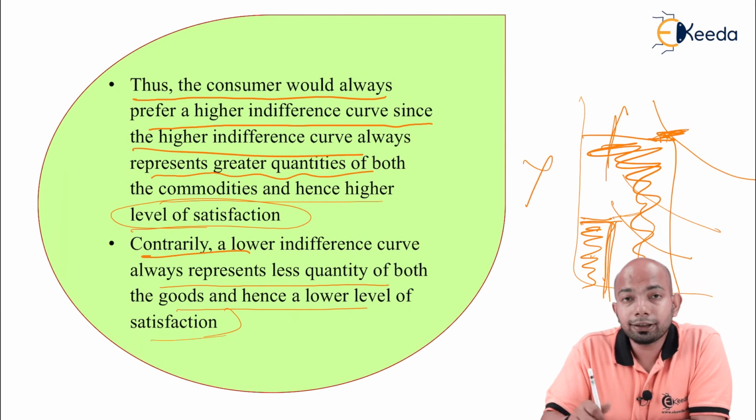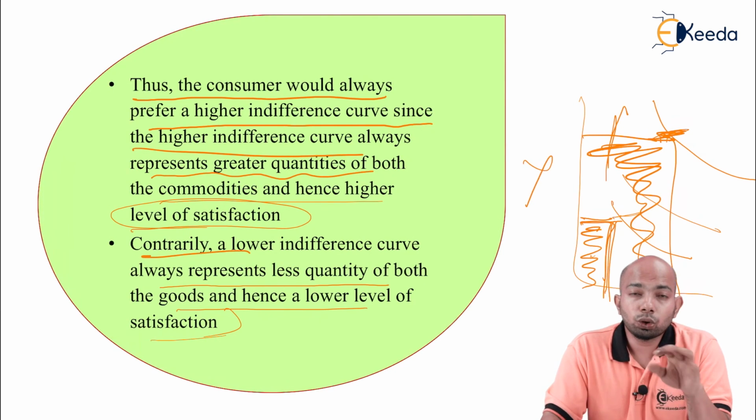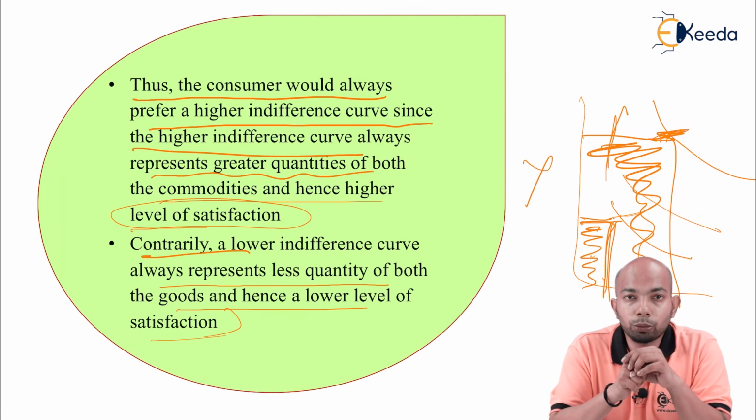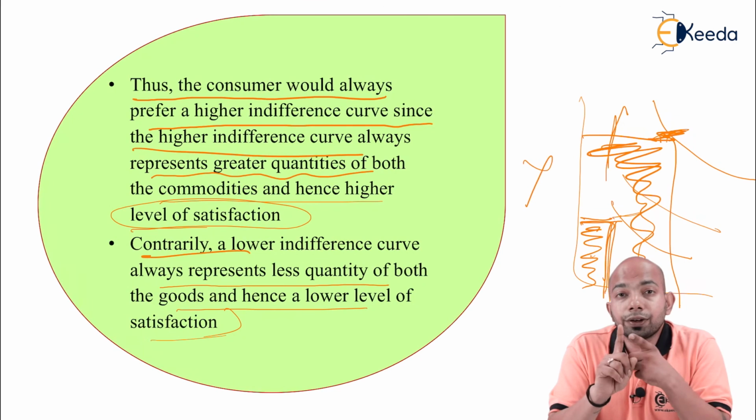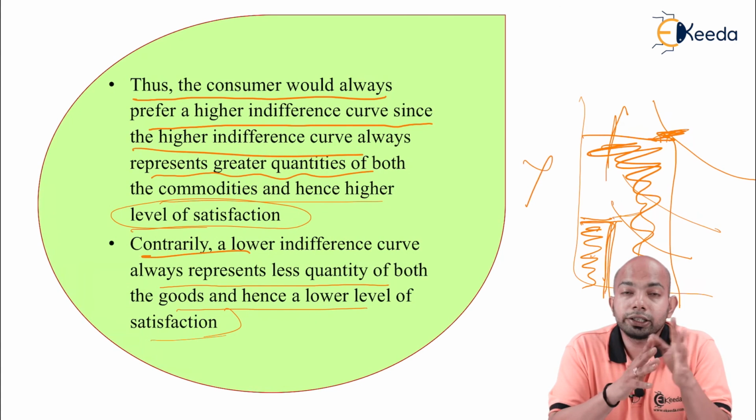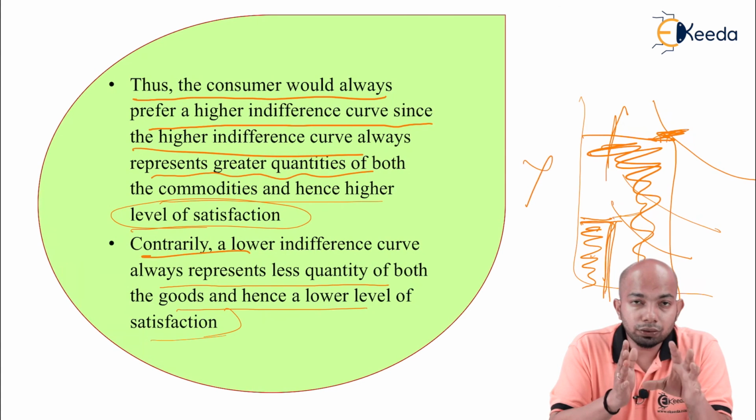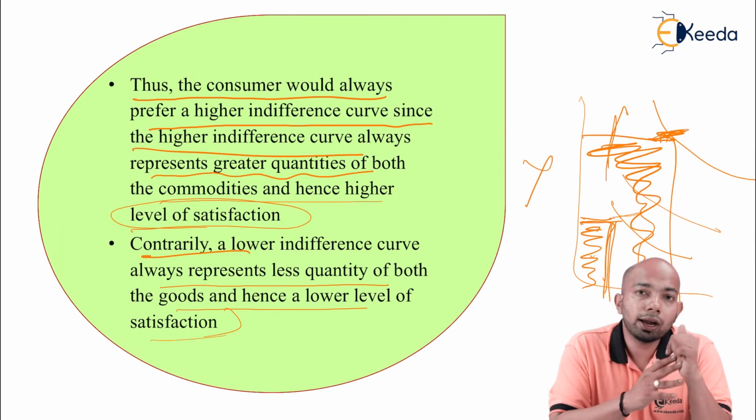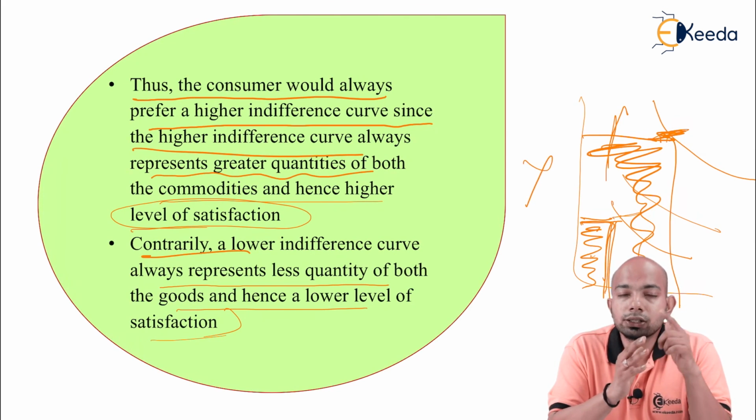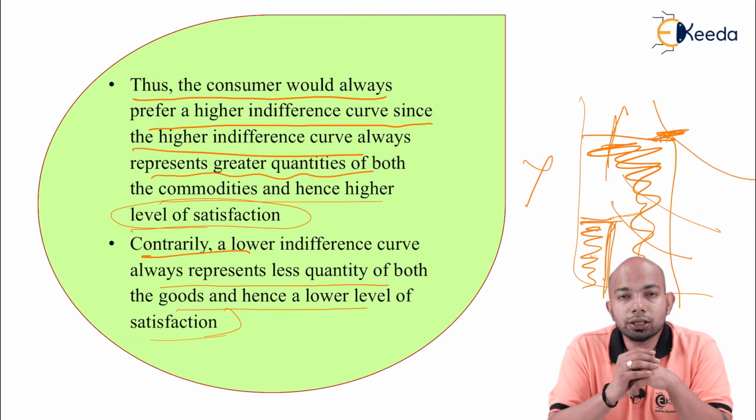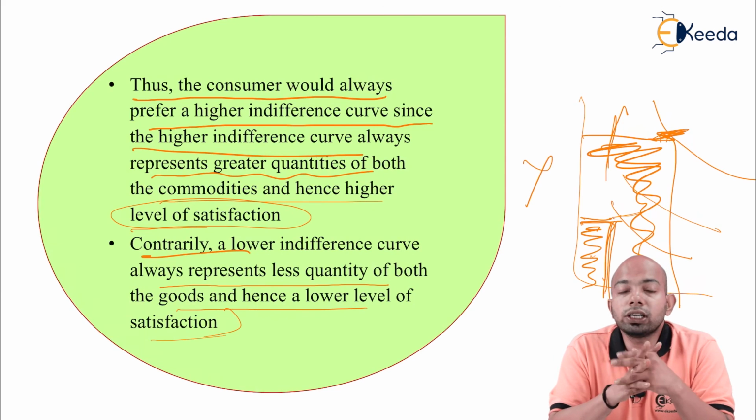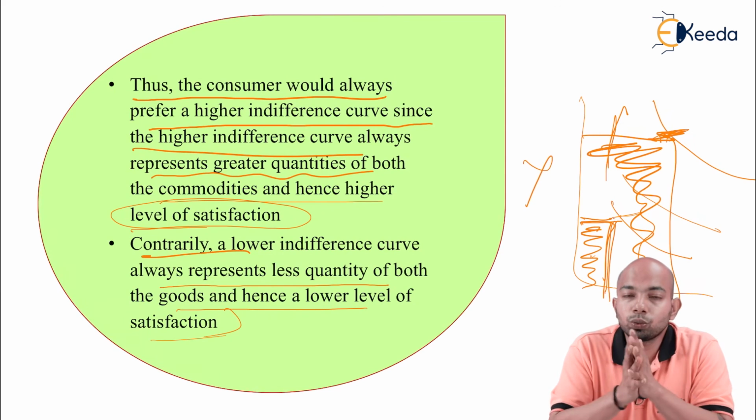So with this, we conclude that whenever we talk about an indifference map, we understand how exactly it is formed, which includes different indifference curves that give you different levels of satisfaction. The higher the indifference curve, the more the chances of it being selected by the consumer, because more quantity means more satisfaction. This is how the indifference map works here. That's it for the video. Thank you.